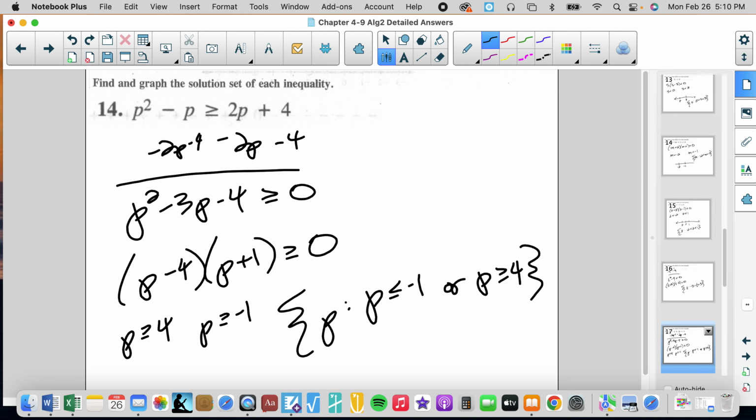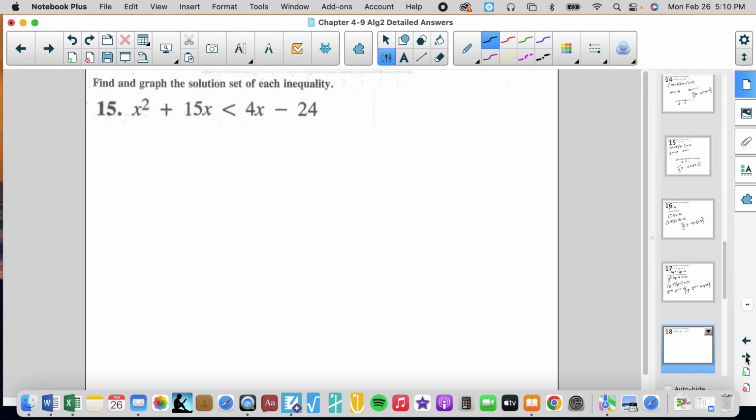Let's see if that is the answer to number 14. P is less than or equal to negative 1, or p is greater than or equal to 4. Yes. Okay, I'm back to my confident person.